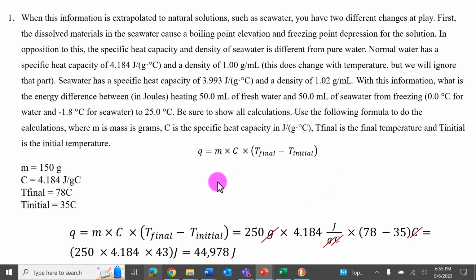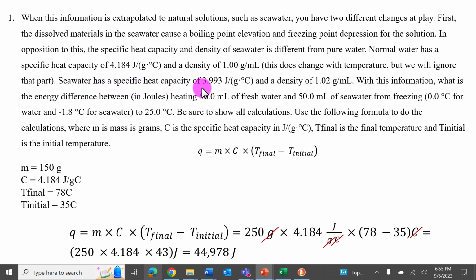Then we get to the last little bit where you have to do a little more in-depth calculations. So when this information is extrapolated, such as for natural solutions, such as seawater, you have several things that change. First, the dissolved materials cause a boiling point elevation or freezing point depression. Then the specific heat capacity, however, and density changes from pure water. So normal water has a specific heat capacity of 4.184 joules per gram degree Celsius and a density of 1 gram per milliliter.